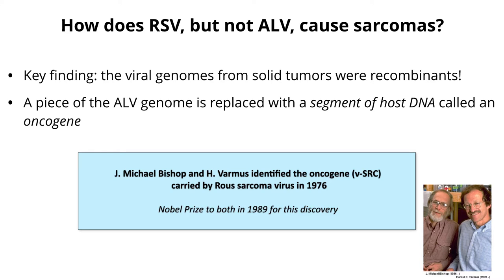1989. Now, Varmus is working at Sloan Kettering now, so if you see him walking around, you should go up to him and thank him for the first oncogene. You see, he'll probably like that a lot.